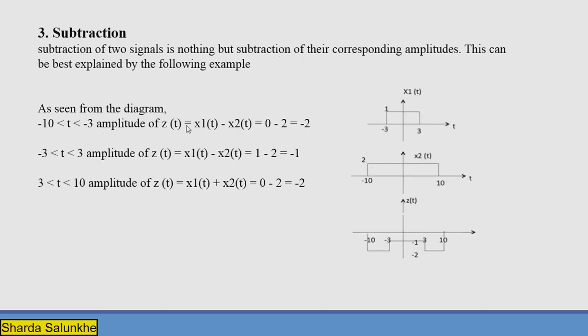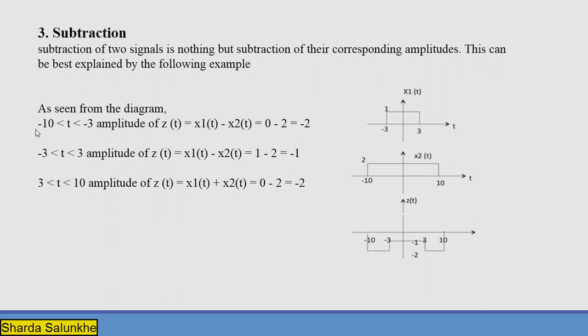Next, subtraction. As with addition, you can subtract the amplitudes of both signals. That is, the subtraction of two signals is nothing but the subtraction of their corresponding amplitudes, and this can be explained by this figure. Suppose we take the similar example, x1 of t and x2 of t. x1 of t has the range from minus 3 to 3 with maximum amplitude 1, and x2 of t has the range from minus 10 to 10 with maximum amplitude 2.